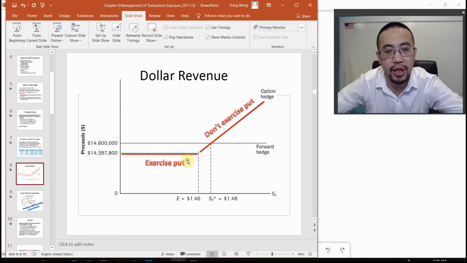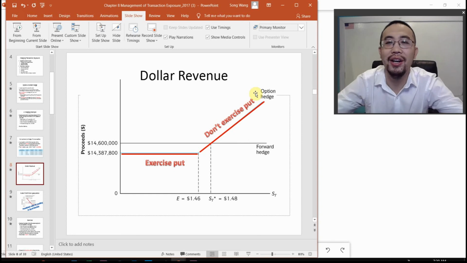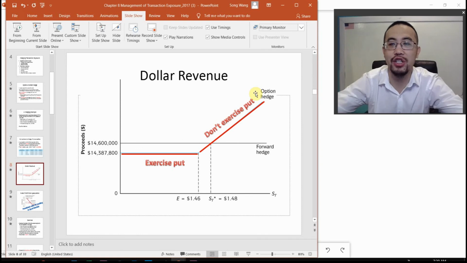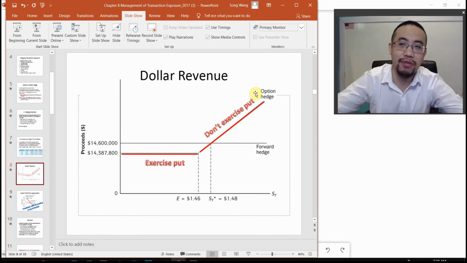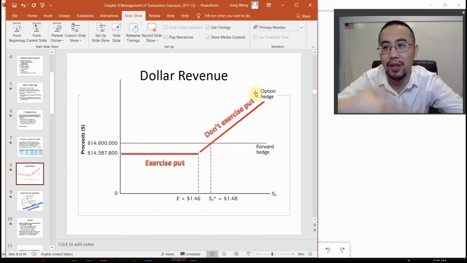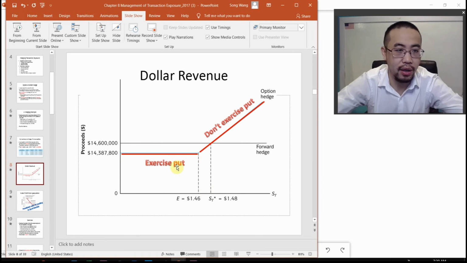If the spot rate is pretty low, then you should exercise the call option, the put option, I'm sorry. That is different from your speculative position. Okay, you exercise the put option, and then if the spot rate gets high, you don't exercise the put option, you just enjoy the upward trending of the spot rate. Just take advantage of the higher spot rate, sell at the higher spot rate, and get more dollars received. But if the spot rate is getting very low, then you just exercise the put option, and as you can see, you can hedge your risk of plummeting dollar proceeds.